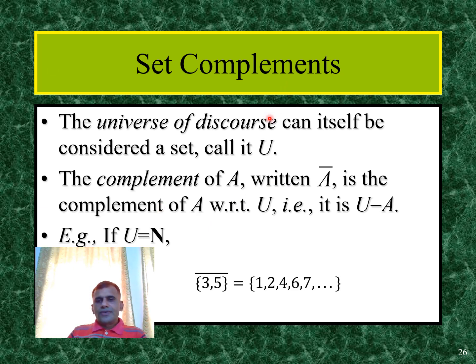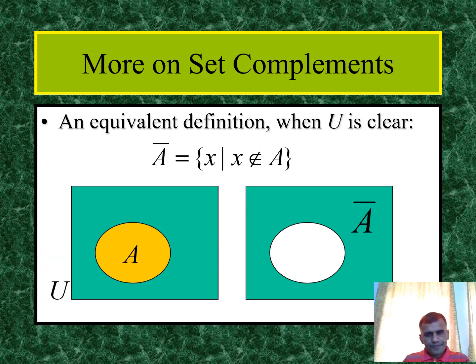The universe of discourse can itself be considered a set. Call it U. U is the universal set. The complement of A, written A bar or A dash, is the complement of A with respect to U. That is, it is U minus A. For example, if U is equal to N, then the complement of the set containing 3, 5 will be 1, 2, 4, 6, 7, and so on.